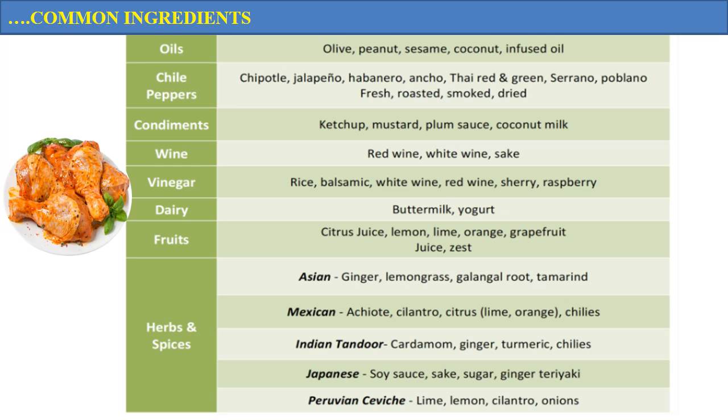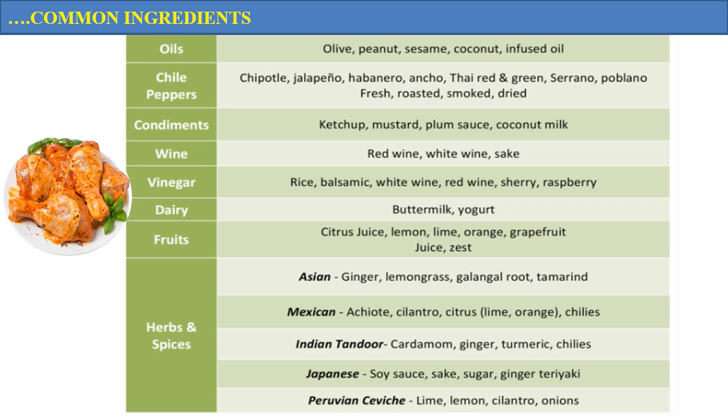Then wine, red, white or sake. The vinegar, different kinds of vinegar, white wine, all these things are used. Then dairy origin, buttermilk and yogurt. Then fruits, several fruits are used, as I already mentioned, mostly of citrus origin.